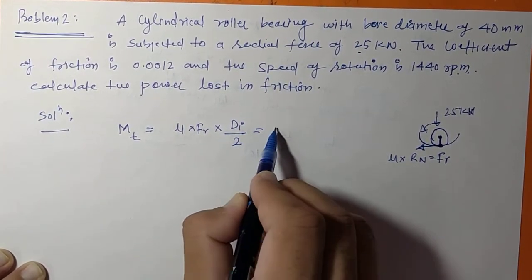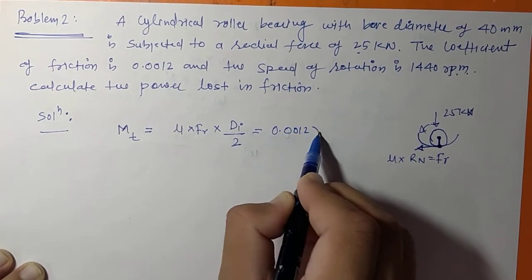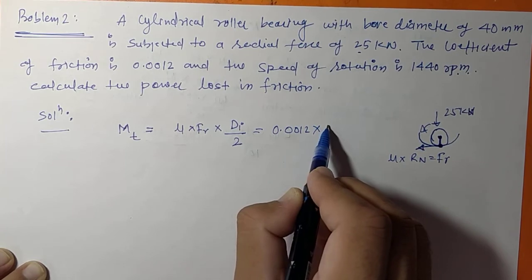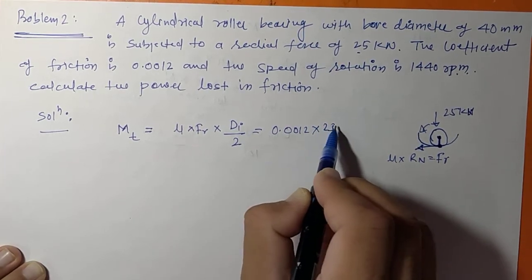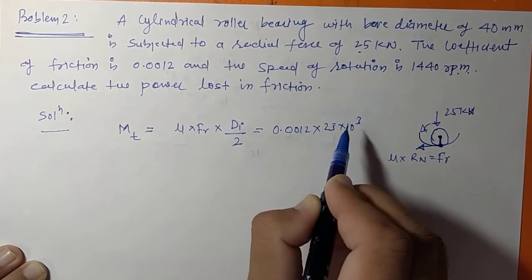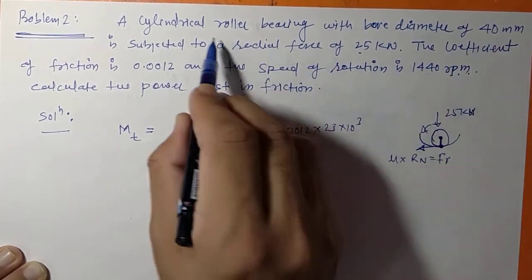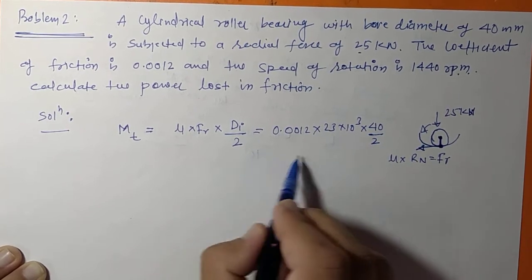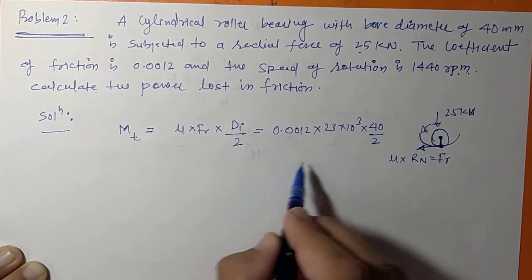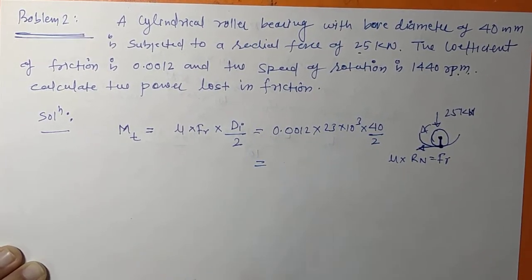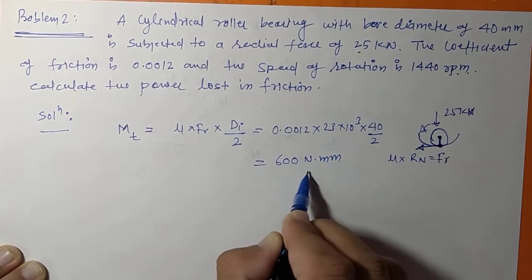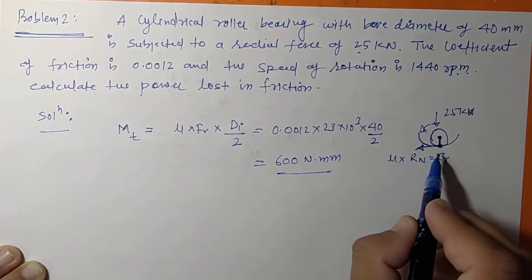So mu is 0.0012 and Rn or Fr is 25 into 10 raised to power 3 Newton, and this is 40 mm. So 40 divided by 2. On solving, this calculation will give us 1600 Newton mm. So this is the torque because of this frictional force.